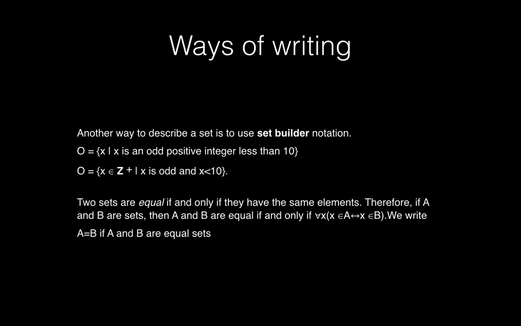In the mathematical form, you can write it as follows. What is written here is an upside down A, which means for all x, x belongs to A if and only if x belongs to B. So we write A equals B, which means that A and B are equal sets.